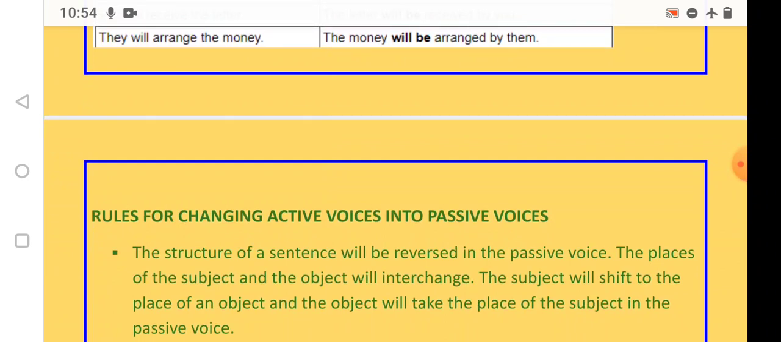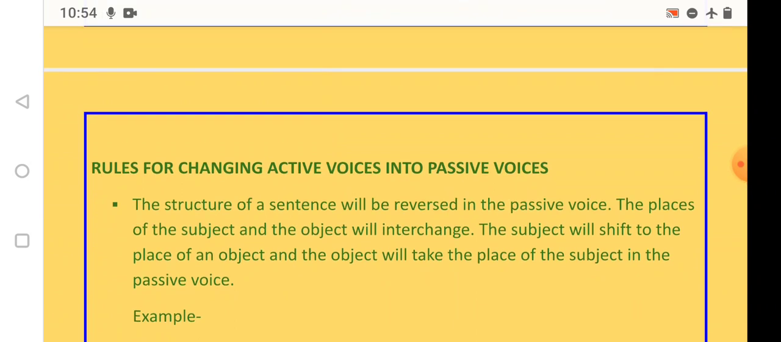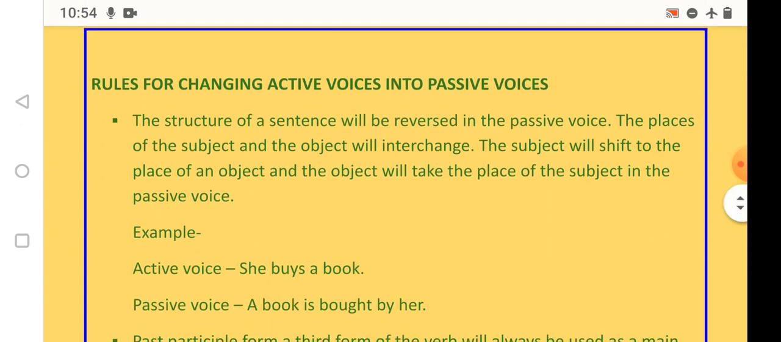Now, we will discuss the rules for changing active voice into passive voice. The structure of a sentence will be reversed in passive voice. The places of the subject and the object will interchange. The subject will shift to the place of an object. An object will take the place of the subject in the passive voice. Example, in active voice, she buys a book. In passive voice, a book is bought by her. Here we can see that she is the subject and book is an object. So she is changed into her and book has taken the place of the subject she.